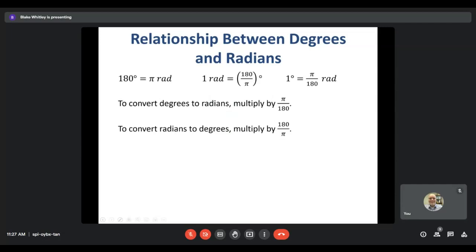Now, because of this, since we know 360 degrees is a full revolution around a circle, if we were to convert this now, we can basically just double the number of radians since we're doubling the number of degrees there.